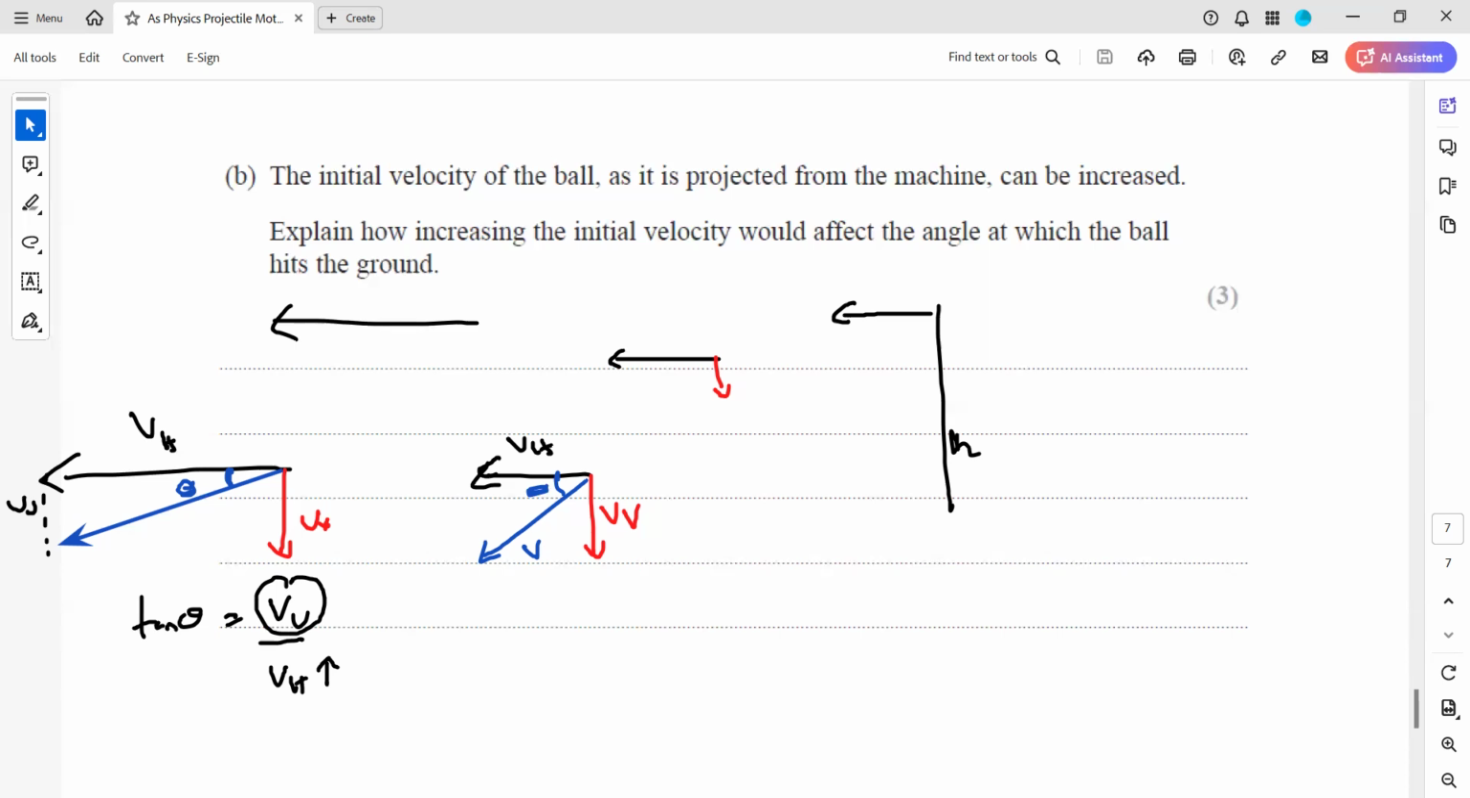If the horizontal velocity is increasing, what will happen to the value of tangent theta? The value of tangent theta will decrease. And if the value of tangent theta decreases, what will happen to theta? Theta will also decrease. So we are taking the angle from the horizontal with two different horizontal velocities, and the vertical velocity does not change.